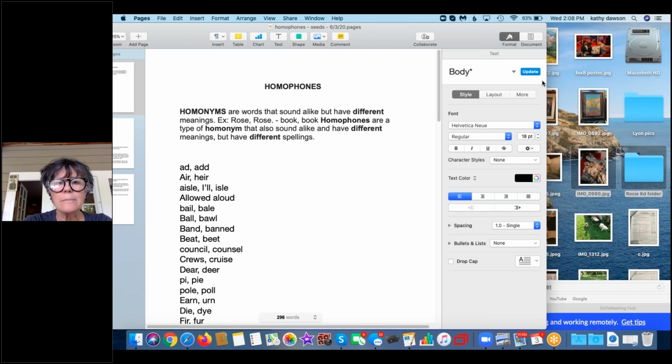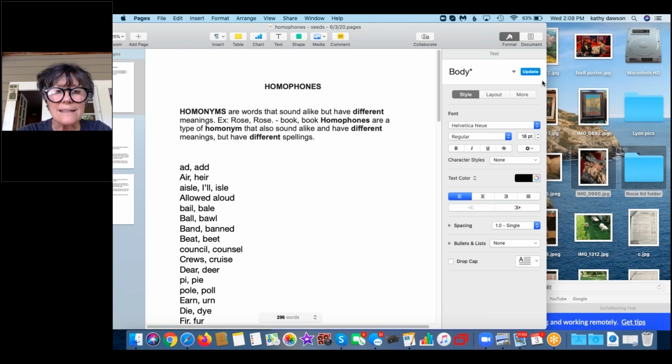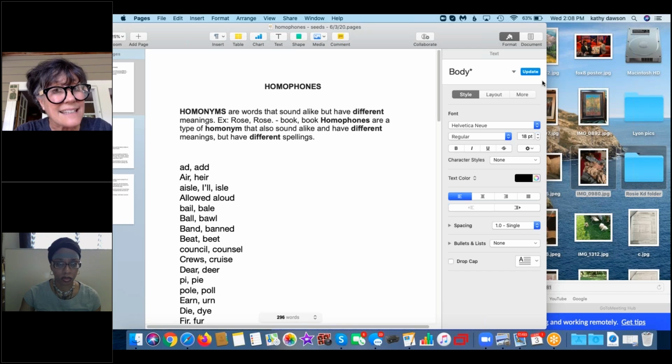Another homonym is book and book: the actual book that you read, and if you're going to book a reservation. Same word, same sound, same spelling, but different meaning. A category of homonyms are homophones. They're a type of homonym that also sound alike and have different meanings, but different spellings. That's the distinction: not only do they have different meanings, but they're spelled differently.